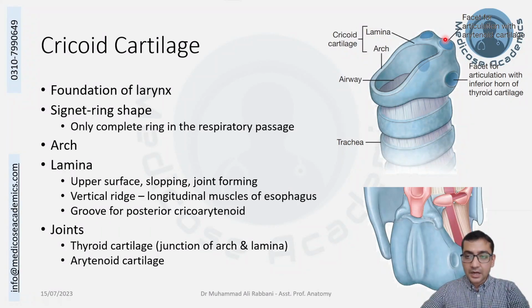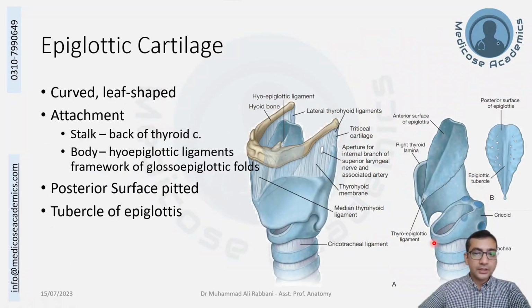The lamina has the articular surfaces on the top, arytenoid cartilages on the side for the cricoarytenoid, and on the back there is a median ridge with fossa on either side for the posterior cricoarytenoid muscles. So this is about the cricoid cartilage.